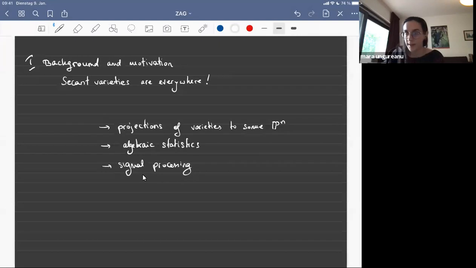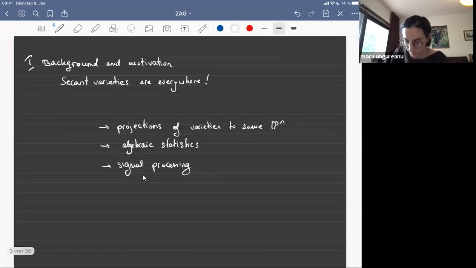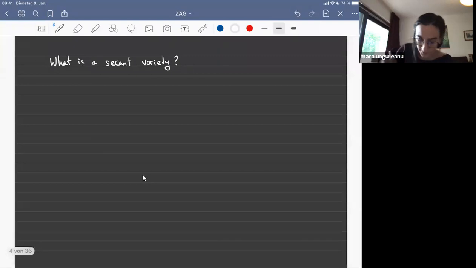Very good. So this is why we care, but of course I still haven't really defined precisely what they are. So let me do this now. I think that the first encounter an algebraic geometer would have with the secant variety goes as follows. I have a variety X in some projective space that is not contained in a hyperplane.